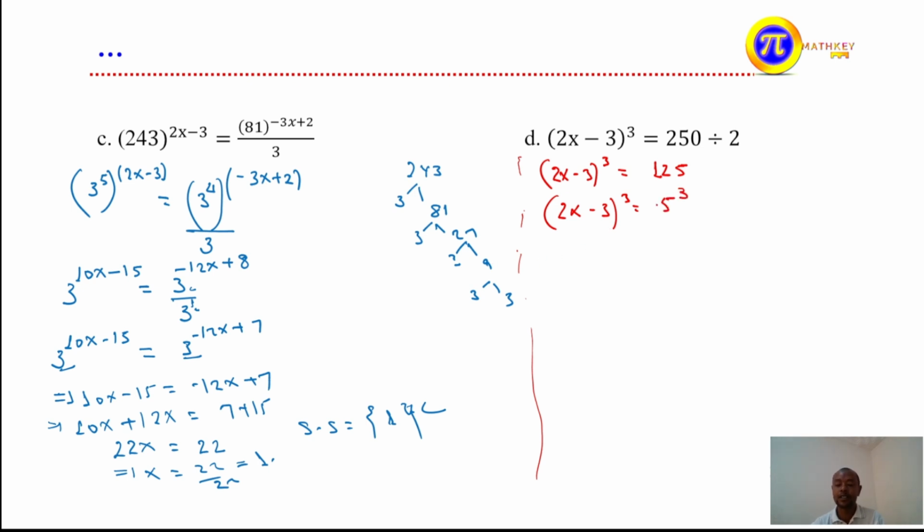So what do they have? They have the same exponent. If so, their bases must be the same or equal. 2x minus 3 is equal to 5, which implies 2x is equal to what? Take this negative 3 to the right side, that becomes 8. So to solve for x, divide both sides by 2. x is equal to 4. So our solution set consists of 4. So we can solve different problems in a similar fashion.